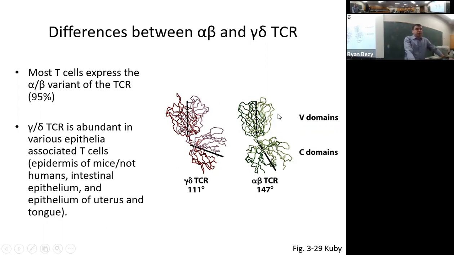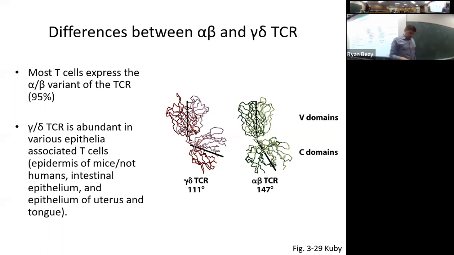And they have pretty similar structure. Here's an alpha beta T cell receptor in terms of its structure. But it has, between the variable domains and the constant domains, a bend of 147 degrees. So that's its shape. Whereas the gamma delta T cell receptor has a bend of 111 degrees. So it has a slightly different shape. But remember, shape correlates to function. And so as a result of their changed shape, they have slightly different functions.